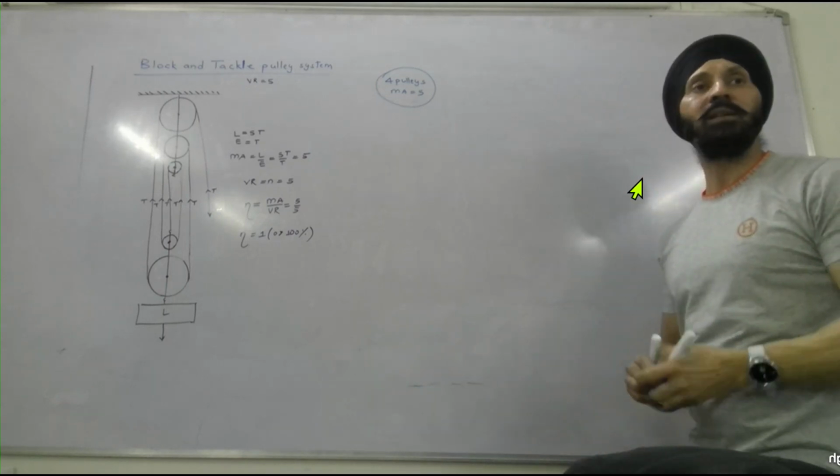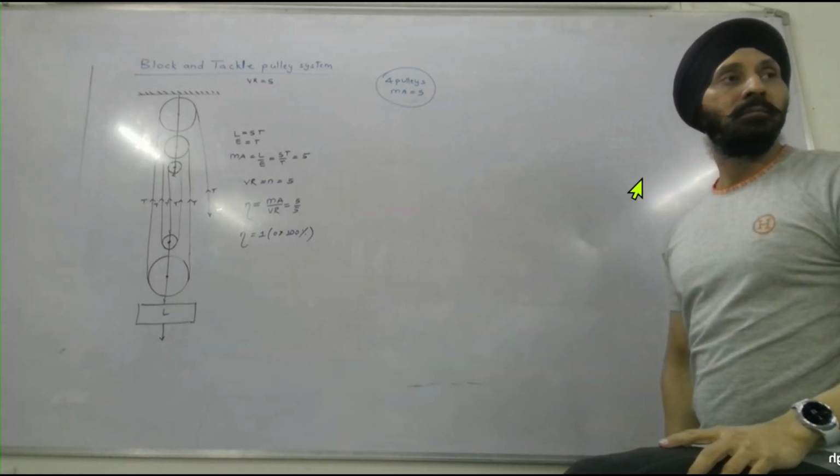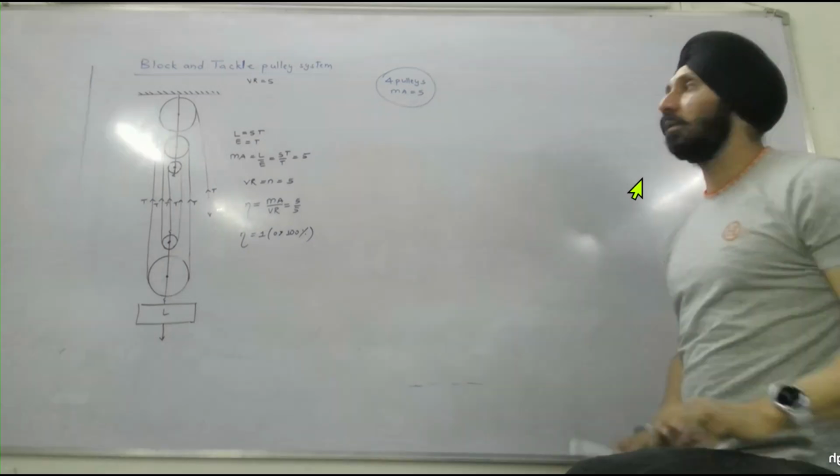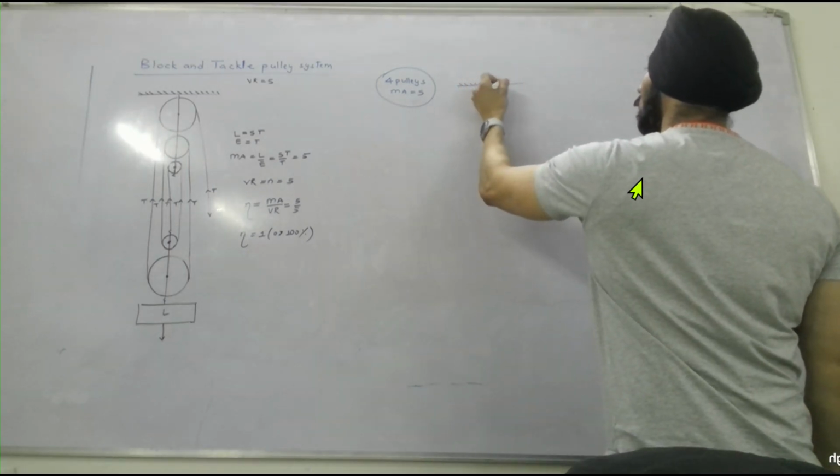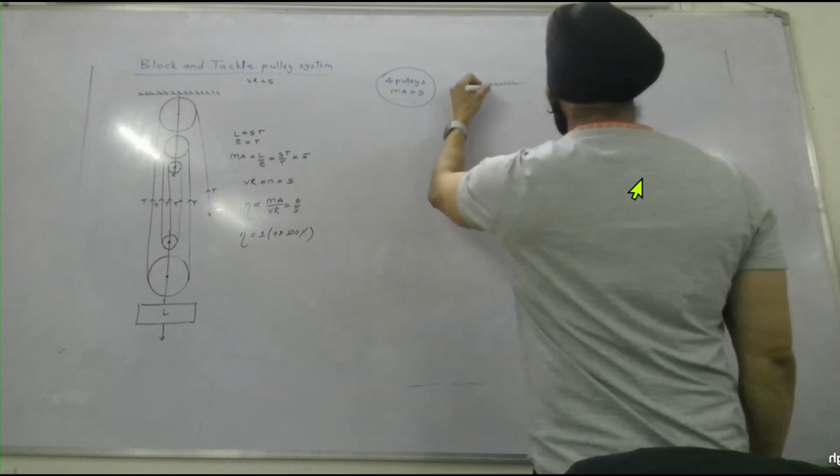4 pulleys में कितना MA होता है? All of you? 4 होता है. But हमें कितना चाहिए MA? 5. Today only we have drawn. You can go through, check. आज हमने ड्रॉ किया है ये.